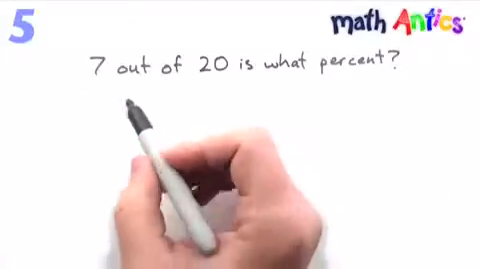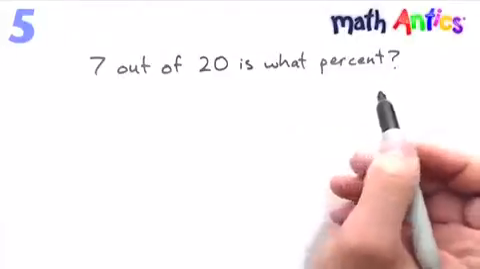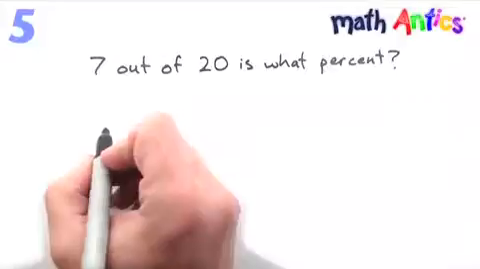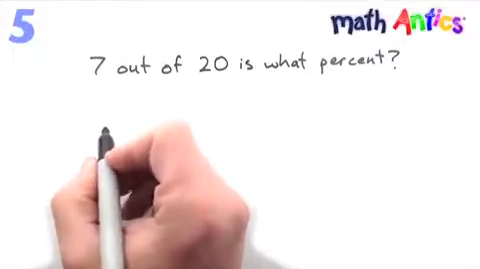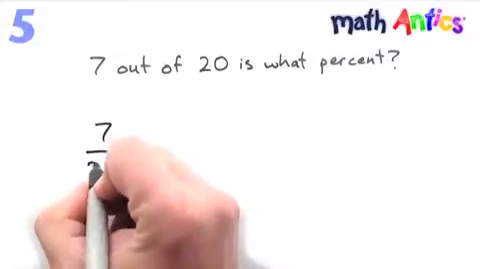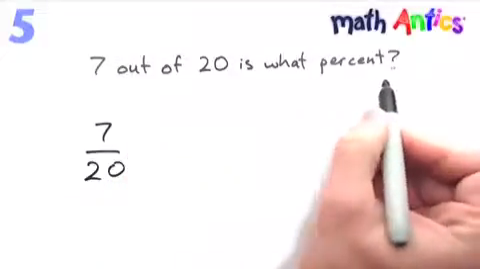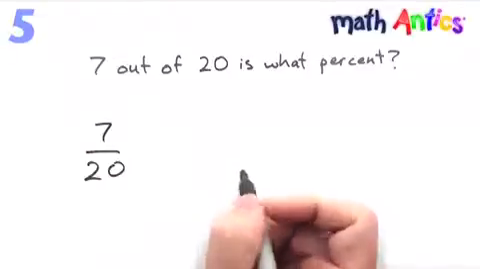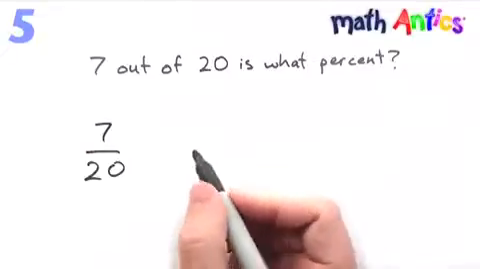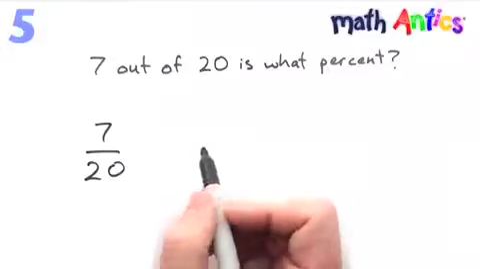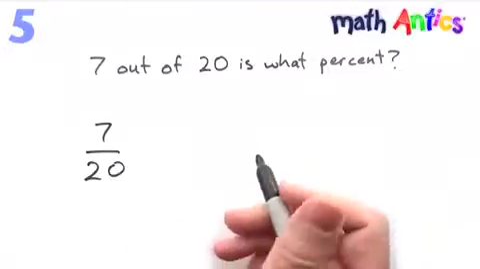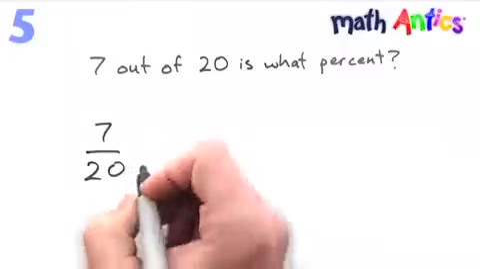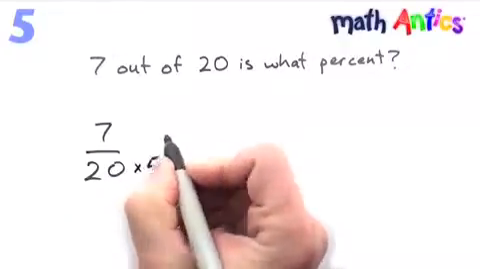For this problem, we have 7 out of 20 is what percent? So 7 out of 20 is a fraction. So we need to convert that fraction, 7 out of 20, or 7 over 20, into a percent. And since 20 can be converted into 100 pretty easily, the way we should convert this is by making an equivalent fraction that has 100 as the bottom number. So to do that, we need to multiply 20 by 5, because 20 times 5 equals 100.